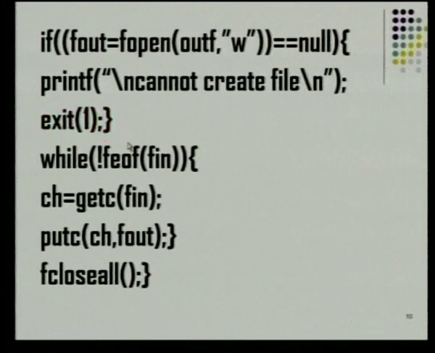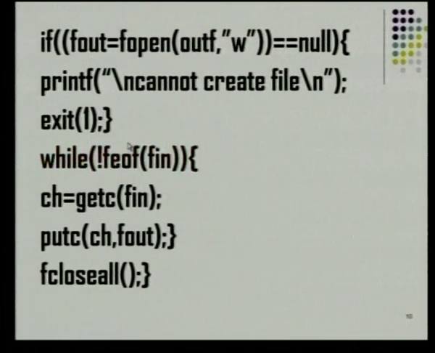If it is null, you simply say you cannot create the file and you exit the program. Now if the file is ready for reading and the file is ready for writing as well, then you proceed with this loop. You check the end of file function of fn. If the file has not ended, you take the character with getc of fn and store it in the ch variable. You are reading character by character here. Then you put that ch in fout.